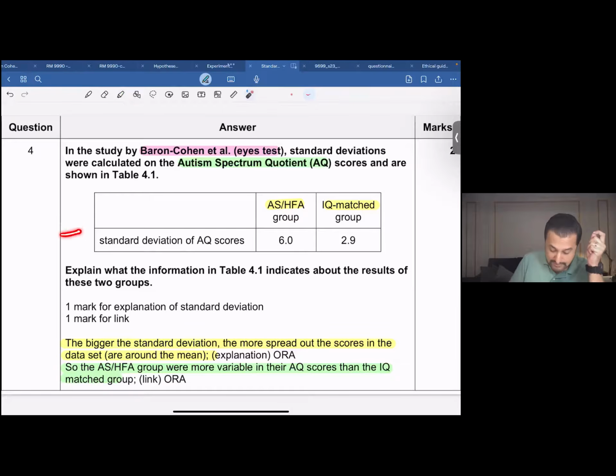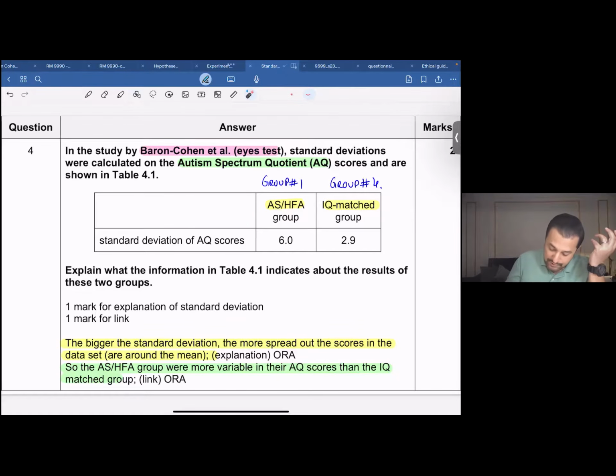Now, if you have a look at this table, I've seen many students being scared of tables and numerical data on the paper. Don't be, just read it. You just read it once thoroughly, you'd understand it. Now, standard deviation scores of AQ for the Asperger syndrome or high functioning autism group, that is group 1, that comprised individuals who were autistic, compared to the IQ match group. If you remember, this was group number 4, right? So these are the standard deviation scores.